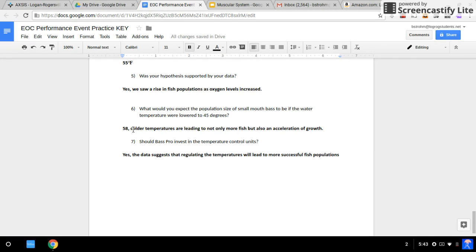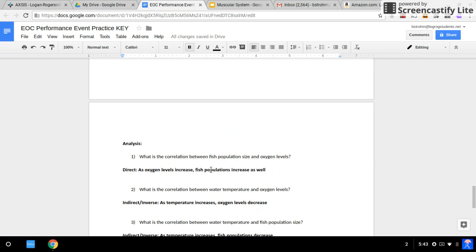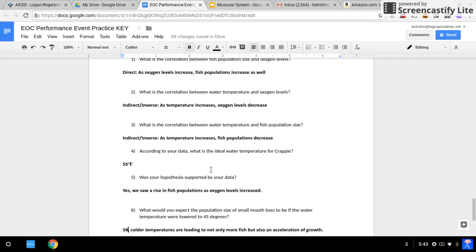And then the last one, should Bass Pro invest in the temperature control units? Because after all, that's what the company hired you to figure out. And the data would suggest that yes, regulating the temperatures would lead to more successful fish populations, which if that's their end goal, then they should definitely invest in those temperature control units. So that wraps up the analysis section of this lab.